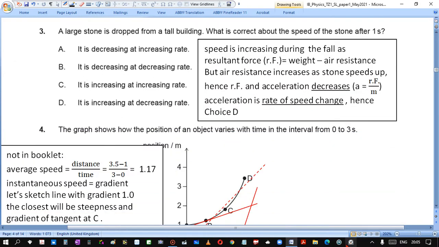A large stone is dropped from a tall building. What is correct about the speed of the stone after 1 second of fall? Speed is increasing all the time during the fall because we have a resultant force which equals weight minus air resistance. But air resistance increases as the stone speeds up, hence the resultant force and acceleration decrease. Acceleration is the rate of change of speed, hence we have choice D. So it is increasing at a decreasing rate.